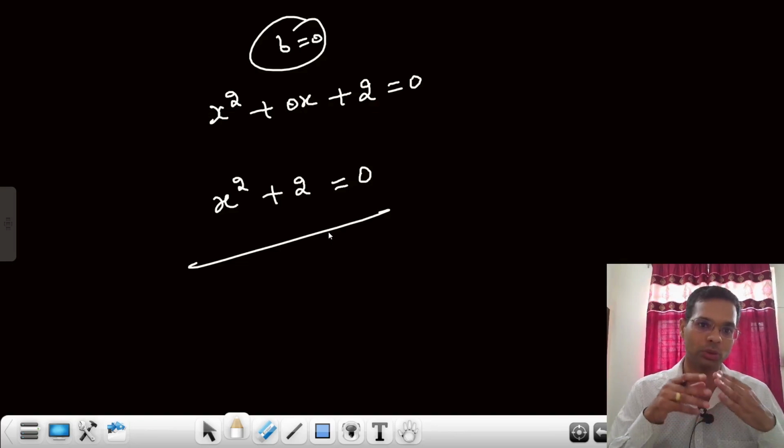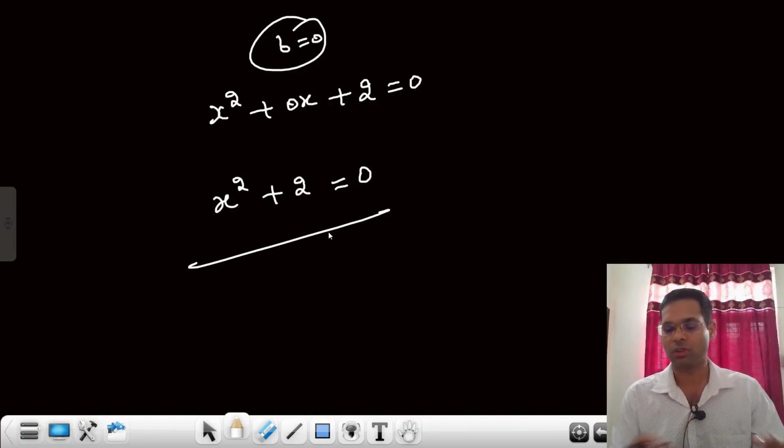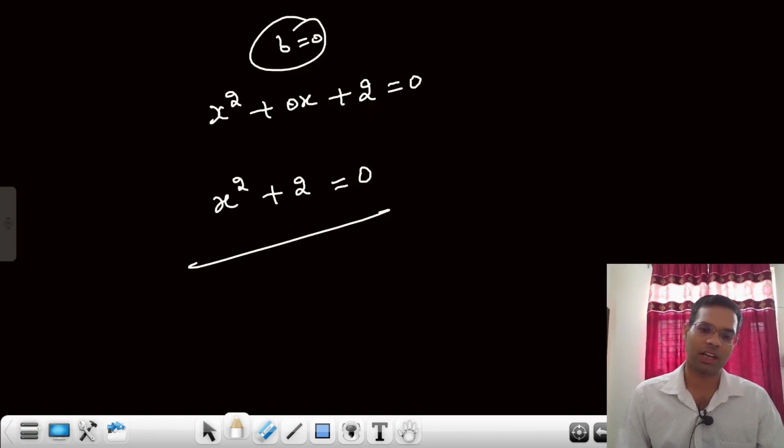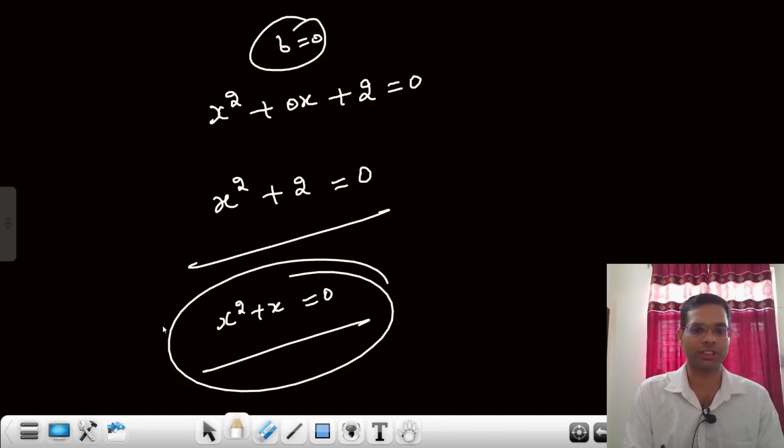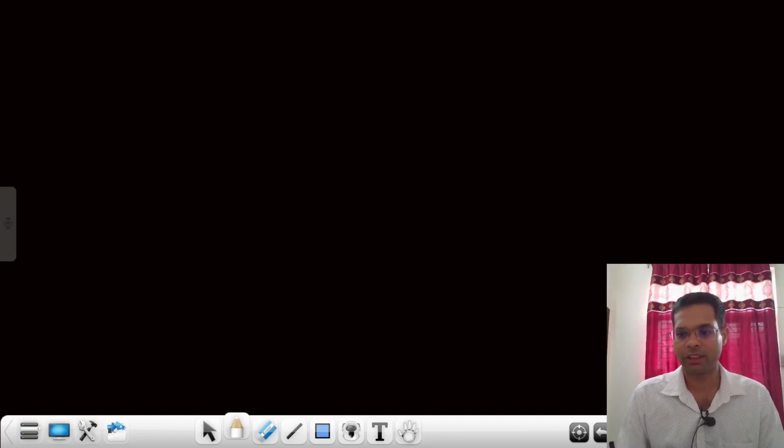I hope I am able to help you understand in a deeper way. I want to clear the basics. We can't afford a to be 0, but what if the constant becomes 0? Let it be, like x square plus x is equal to 0. The constant is 0, c is 0. So is it fine? Okay.